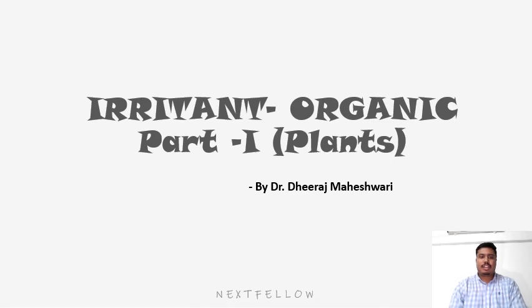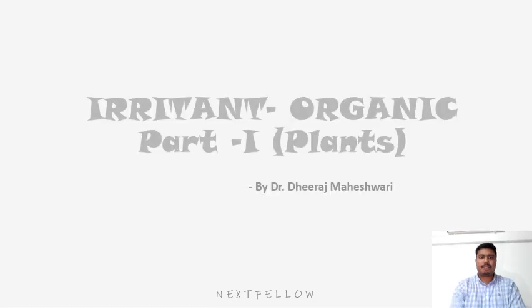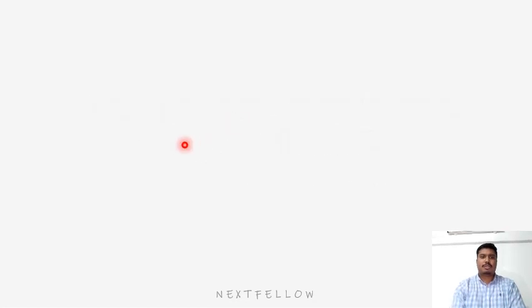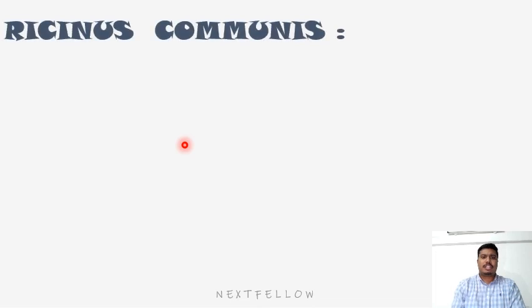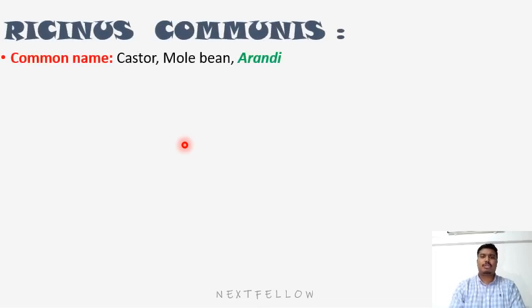Hello everyone. Now we will learn about the irritant organics. That is part one. We will learn about the plant irritant organics. Now the first one we will discuss is Ricinus communis. It is also known as castor, mole bean or arundi.